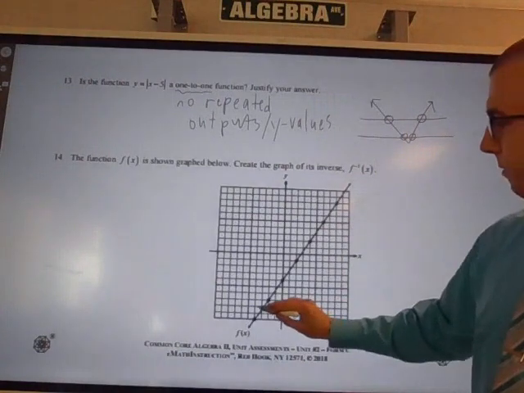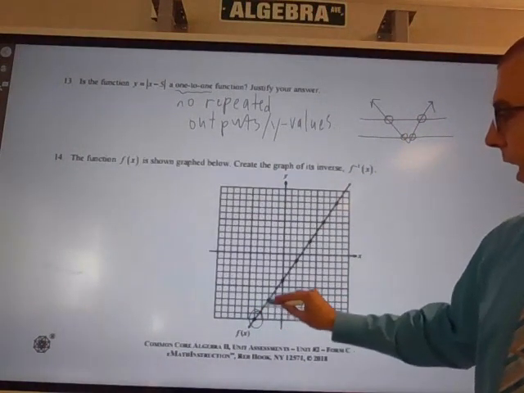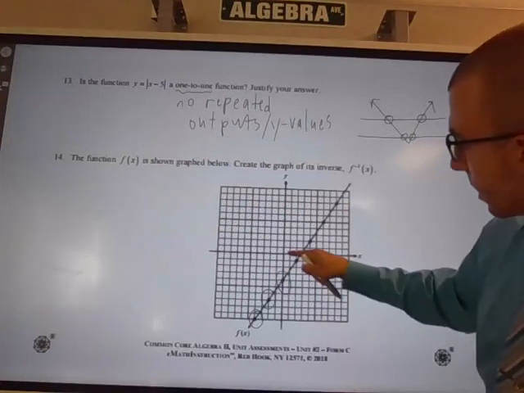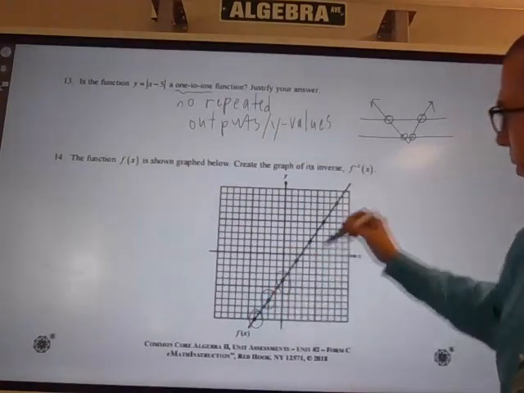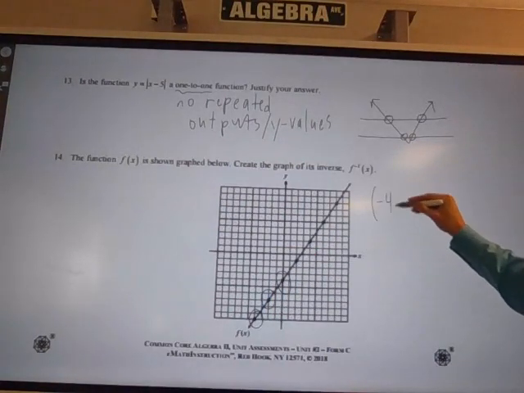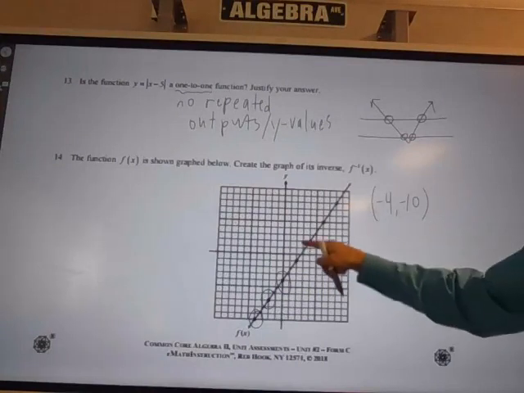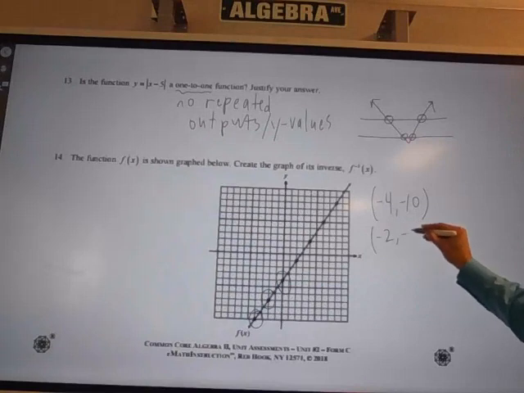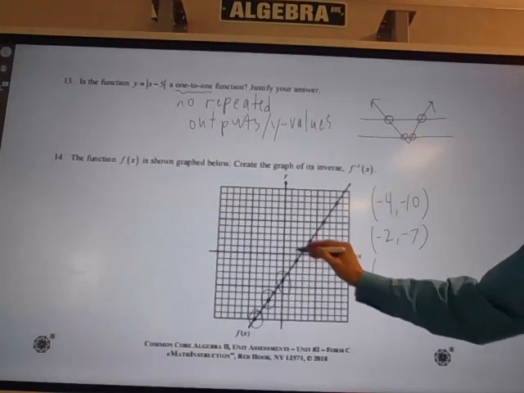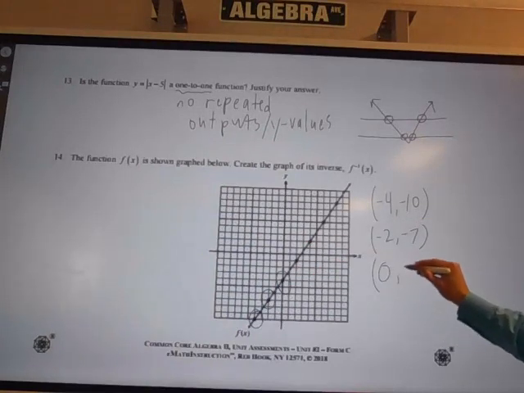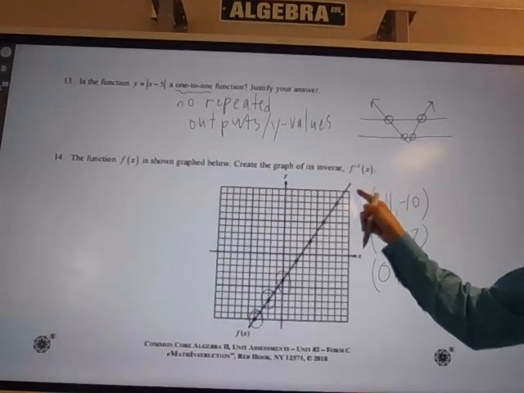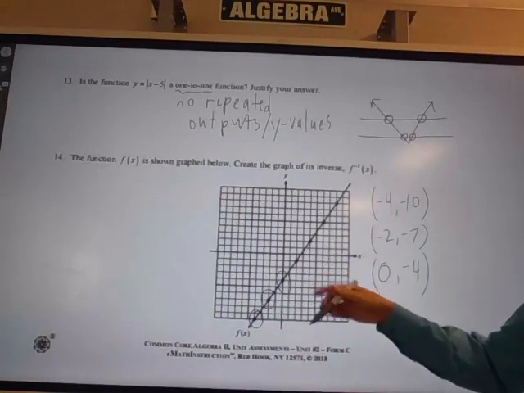To do that, you would want to write down at least a few ordered pairs on f of x. So let's see, we have (-4, -10). Then we have (-2, -7). And we have (0, -4). Okay, so those are 3 points on my original f of x function.